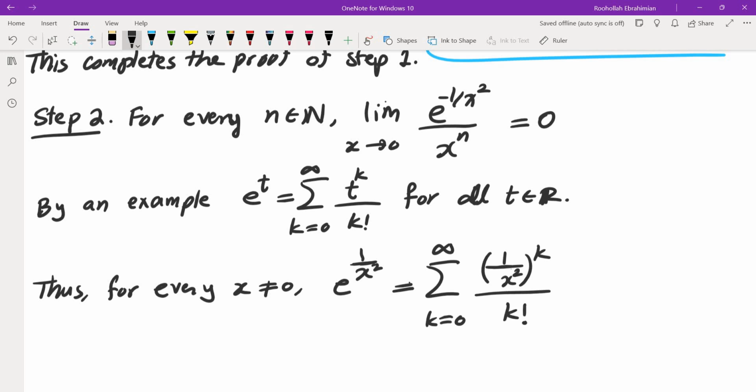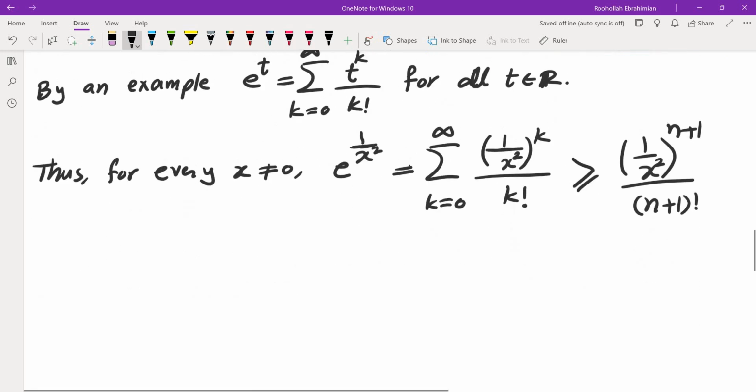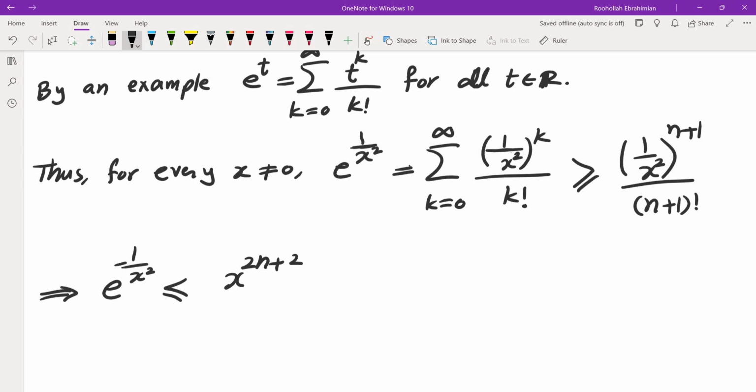Now take some integer more than n, maybe just n plus 1. This would be greater than or equal to 1 over x squared to the power of n plus 1 over n plus 1 factorial. So that means if I take the reciprocal of both sides, I get e to the power of negative 1 over x squared is less than or equal to x to the power of 2n plus 2, if I take the reciprocal of the numerator, and then times n plus 1 factorial. So this is what I get on that side.